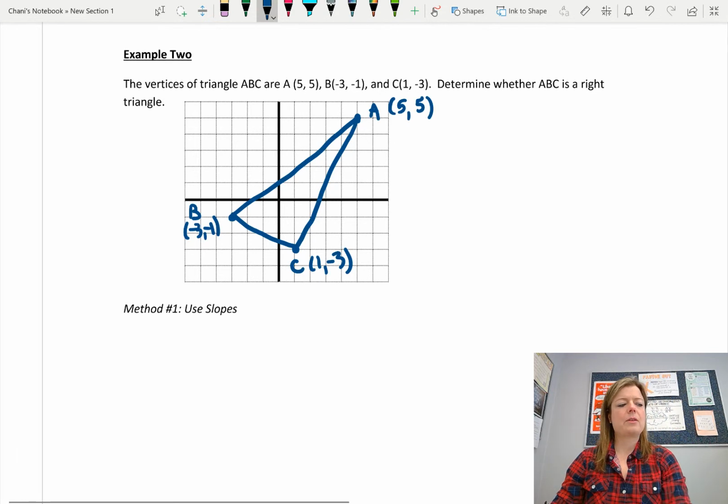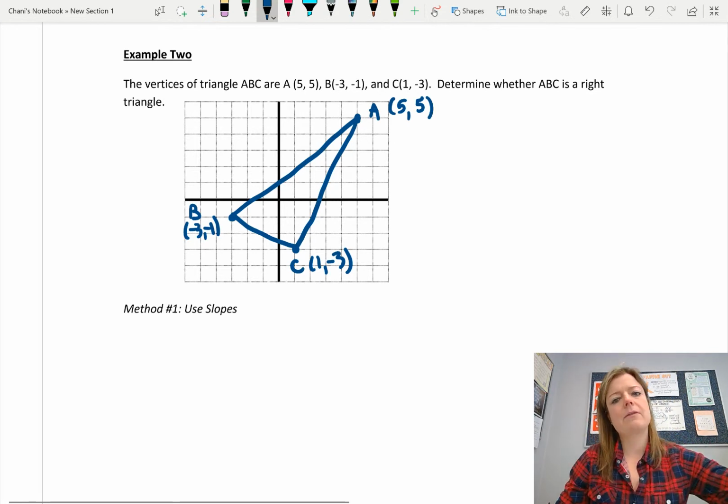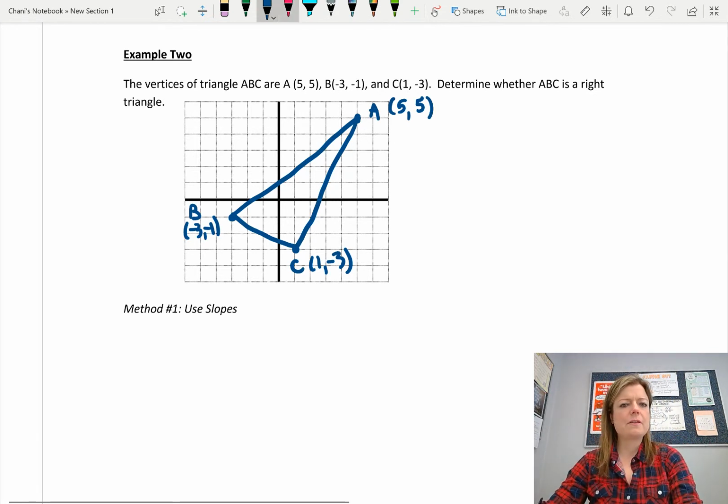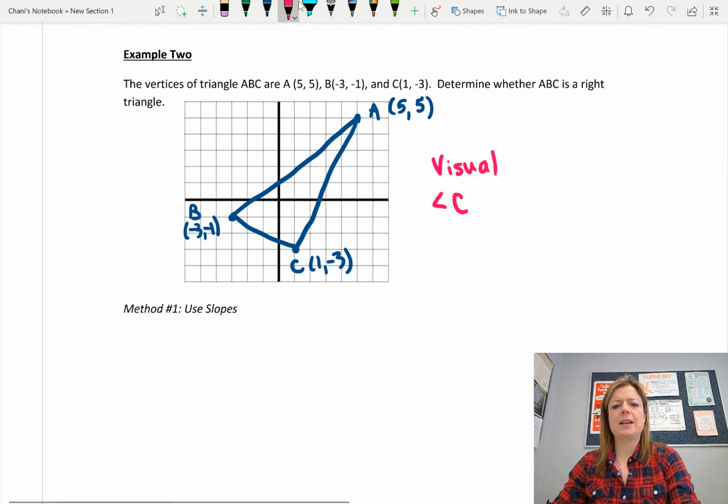Okay, so the question is asking us, is this a right triangle? So first of all, just take a look and say, which of these angles looks like it could possibly be 90 degrees? So visual check, it looks like angle C is 90 degrees, possibly. That's what we have to find out.